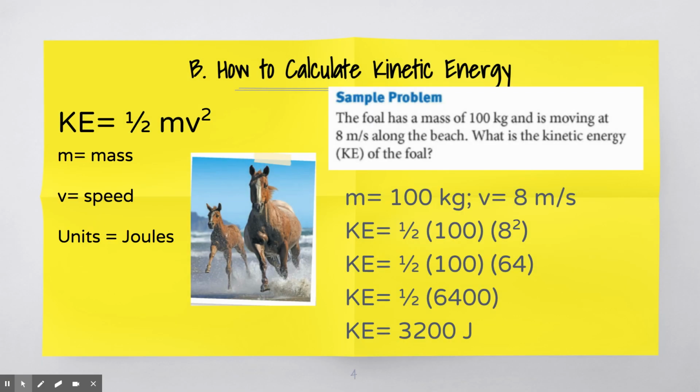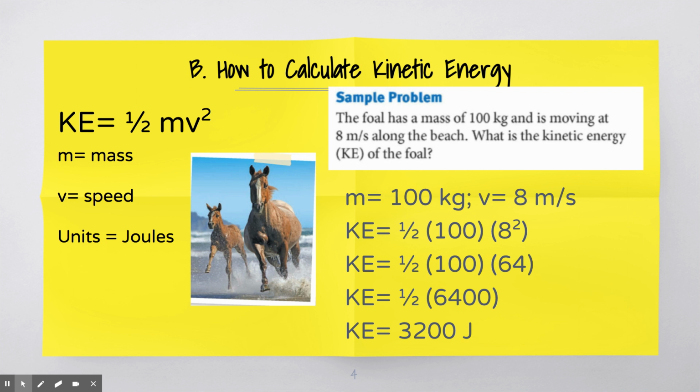How do we find the kinetic energy of an object? Well, for the kinetic energy of an object, we take 1/2 mass times the velocity squared. And the units we're using for energy are joules. So here's an example. A fowl has a mass of 100 kilograms and is moving at 8 meters per second along the beach. What is the kinetic energy of the fowl?